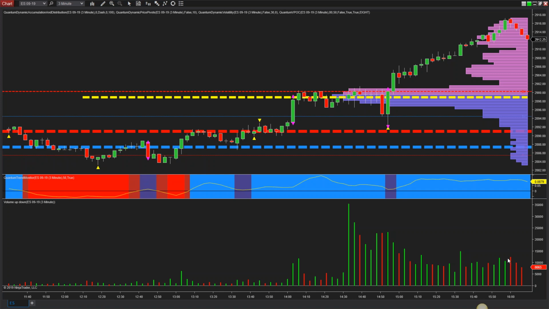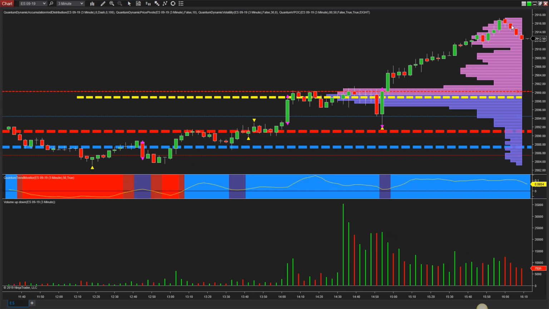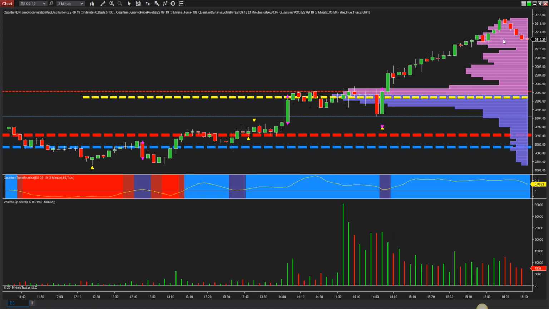What's interesting about what's forming here, you can see this is an anomaly. We've got three down candles, pretty much the same spread, but we've got volume falling away. So there's not heavy selling pressure here. This is just selling per se.